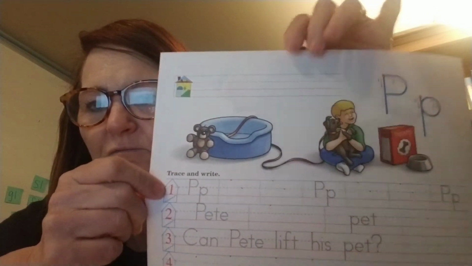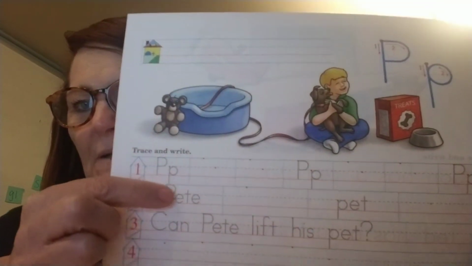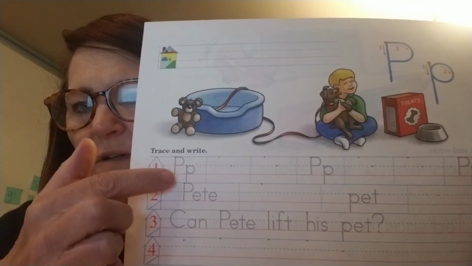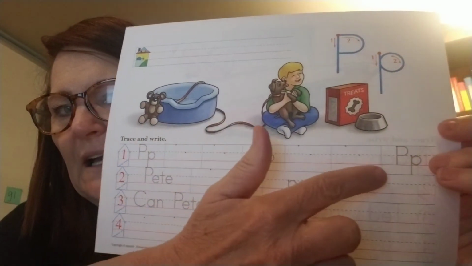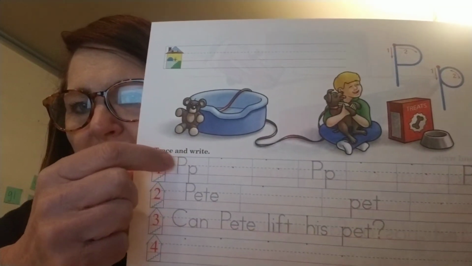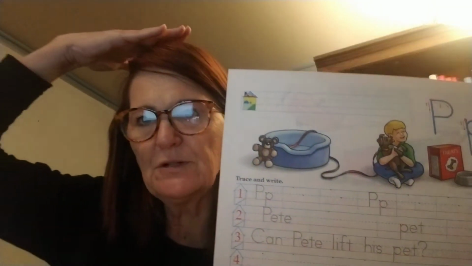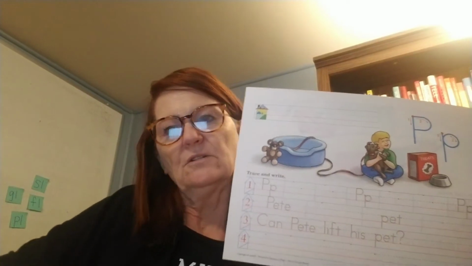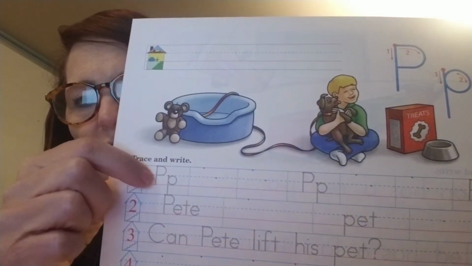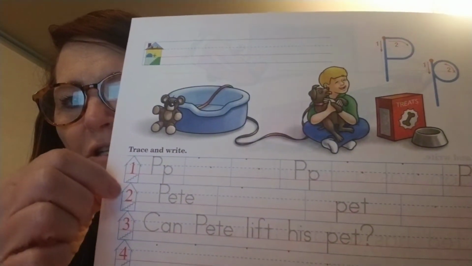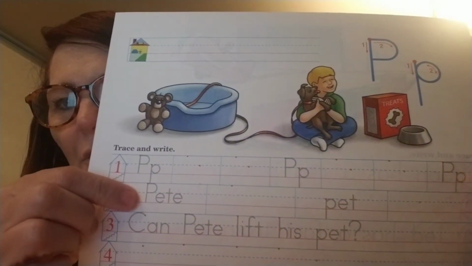And we're going to look at row 1, and there is that capital and lowercase p we just talked about. Oh, there's a great example of how the lowercase p is going to go under the red line, how the capital P touches the top line. Remember, boys and girls, top line, middle, touch the middle of your body, and the bottom, the red line. Tracing and writing.